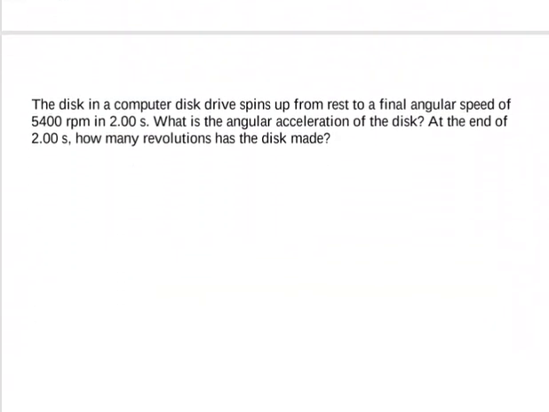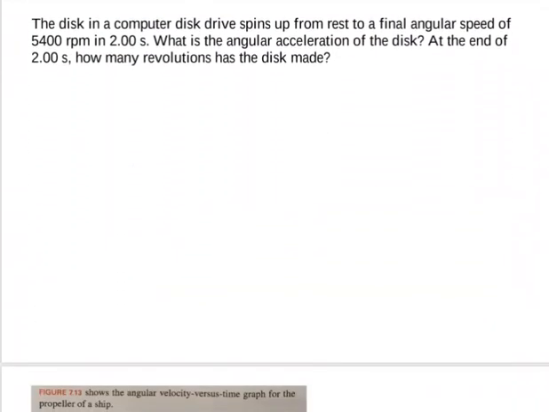Let's try some problems. A disk in a computer disk drive spins up from rest to a final angular speed. So this would be before solid state drives. We're talking about a hard drive. Final angular speed of 5,400 RPM in 2 seconds flat. What is the angular acceleration of the disk? And at the end of the 2 seconds, how many revolutions has the disk made?